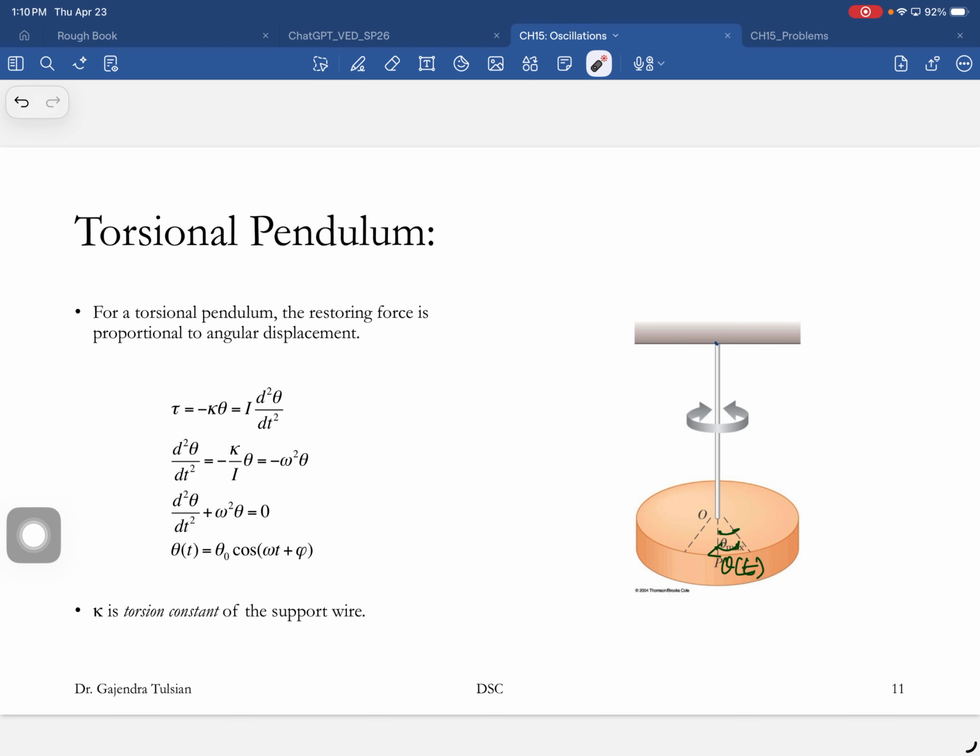Let's say you twist it and let go. Then phi will have to be 0, because you twisted it to theta naught and let go. So those are determined by initial conditions, by the position at time 0 and the velocity at time 0.